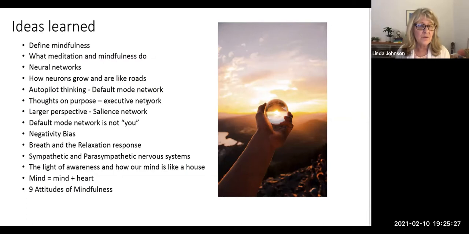We have thoughts on purpose, and we also have the salience network. So we have these three networks. There are more networks than this, but these are three major networks of thought, states of mind. Default mode is autopilot thinking. Thoughts on purpose is the executive, whether it's imagination or planning or playing.